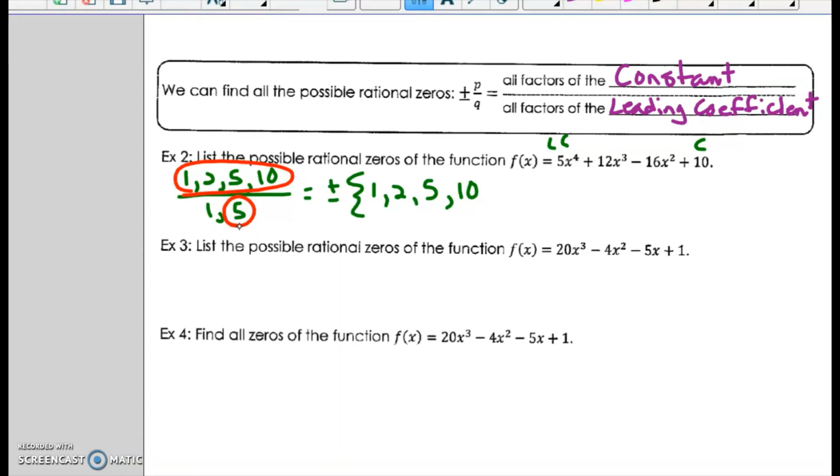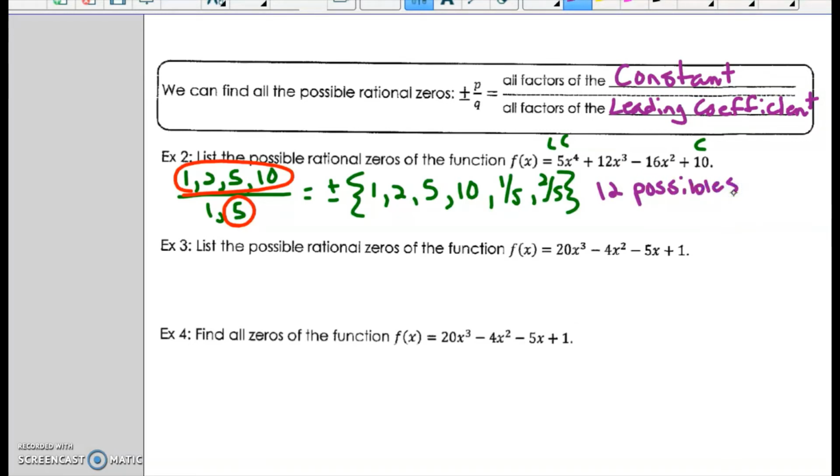So that's going to give us some fractions. So 1 divided by 5 is 1/5. 2 divided by 5 is 2/5. 5 divided by 5 is 1. And that 1 is already in the list, so I don't have to include it again. 10 divided by 5 is also in the list. That's 2, so I don't have to include that 2 again either. And these become all the possible rational roots. Now, as a trick question, there are 1, 2, 3, 4, 5, 6 positives, so there are 12 possibilities.